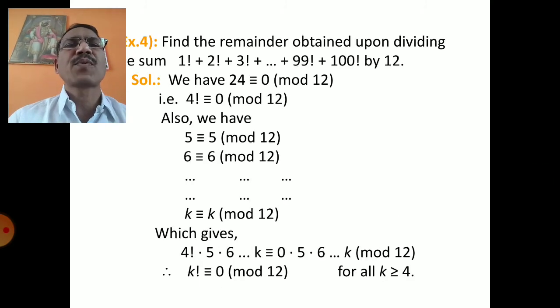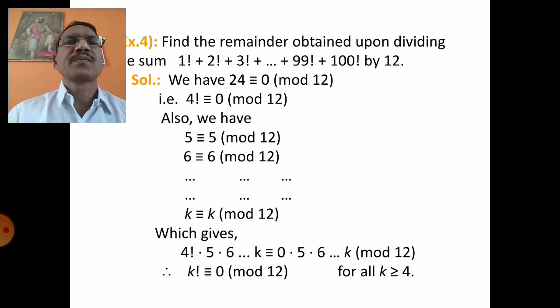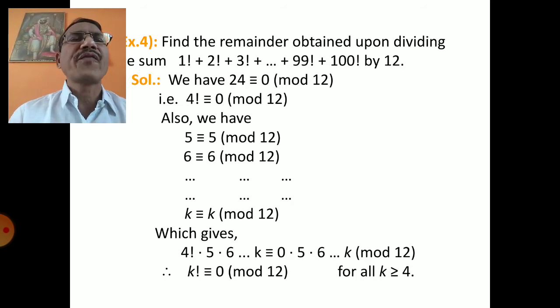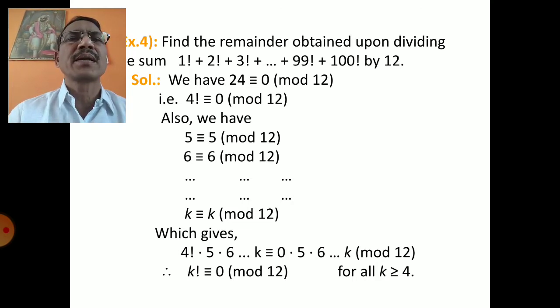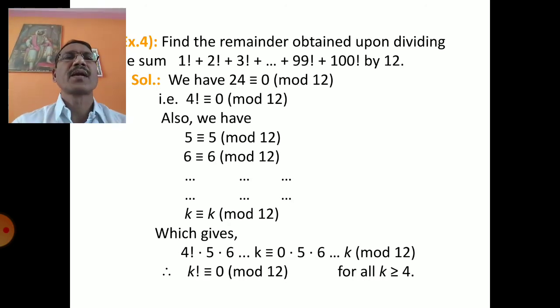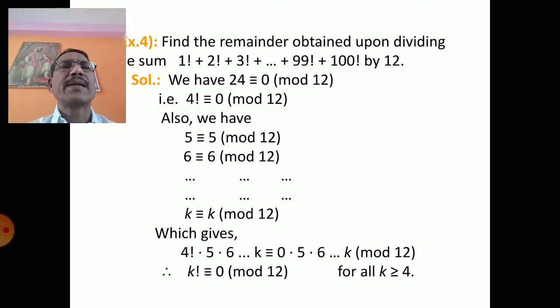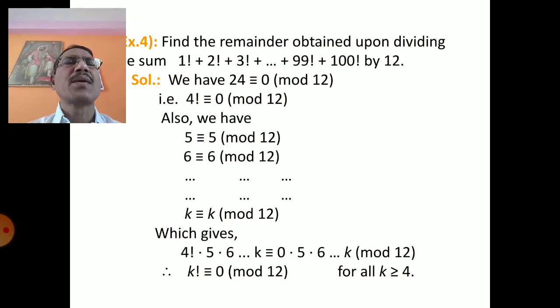Okay, now we shall see the next problem. Problem number 4. Find the remainder obtained upon dividing the sum 1 factorial plus 2 factorial plus 3 factorial plus up to 99 factorial plus 100 factorial by 12. Means here we have to divide this sum by 12 and obtain the remainder.